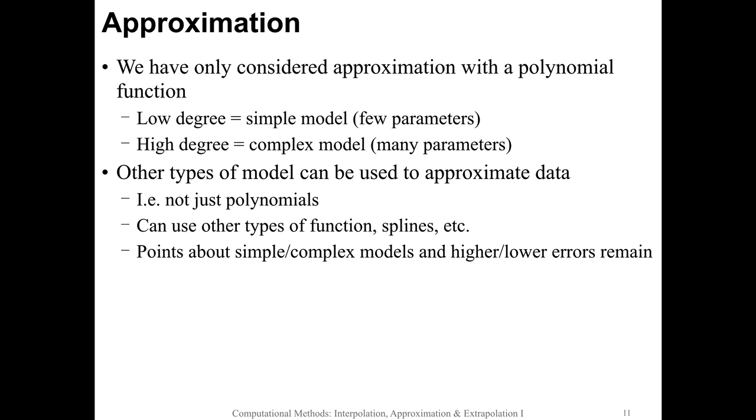So in summary, for approximation, we should mention that we've only considered approximation with polynomial functions. We can represent a simple model by a low degree polynomial, because a low degree polynomial doesn't have many coefficients, so there aren't many parameters at all. Whereas if we want a complex model, we can use a high degree polynomial. There'll be more coefficients to represent that polynomial, and so we are more capable of controlling its shape.